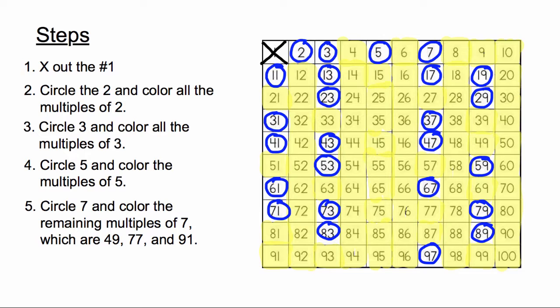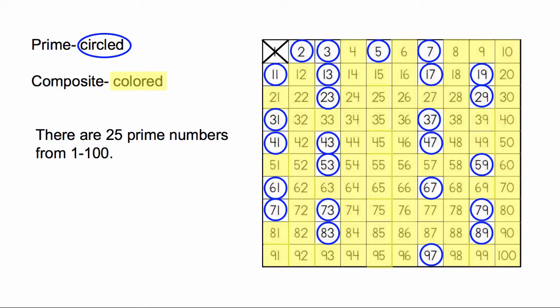Let's go ahead and look at the big picture. All of our prime numbers are circled. All of our composite numbers are colored. There are 25 prime numbers from 1 to 100. So when you finish this chart, you just need to count all your circles. 1, 2, 3, 4, 5, 6, 7, 8, 9, 10, 11, 12, 13, 14, 15, 16, 17, 18, 19, 20, 21, 22, 23, 24, 25. We have all 25 prime numbers circled.